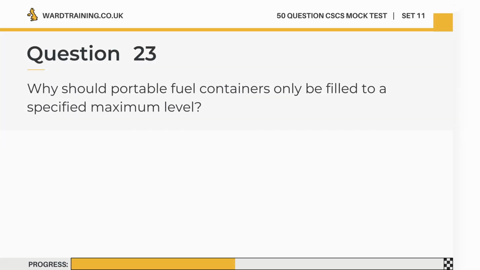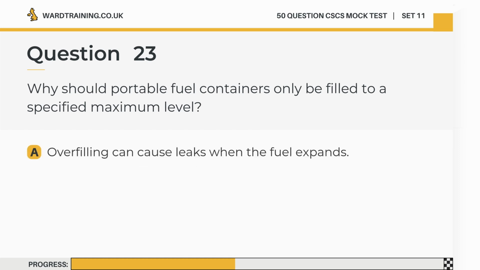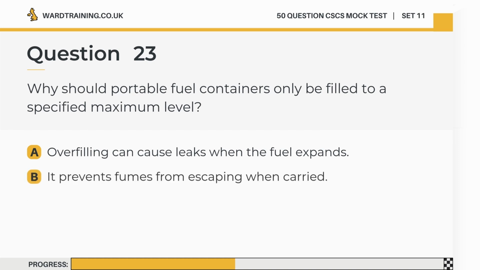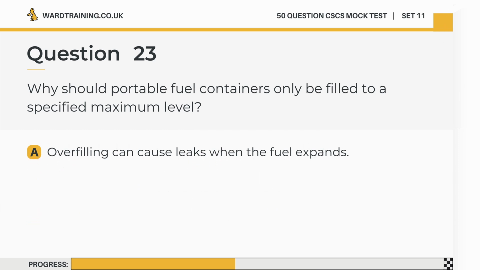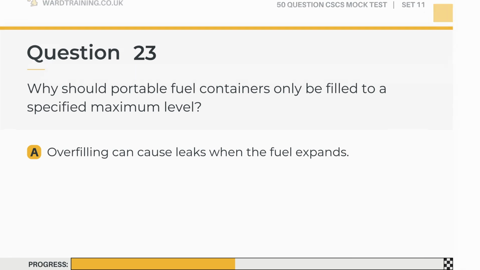Question 23. Why should portable fuel containers only be filled to a specified maximum level? A. Overfilling can cause leaks when the fuel expands. B. It prevents fumes from escaping when carried. C. It avoids confusing labels and markings. D. It reduces the chance of using the wrong fuel. The correct answer is A. Overfilling can cause leaks when the fuel expands.